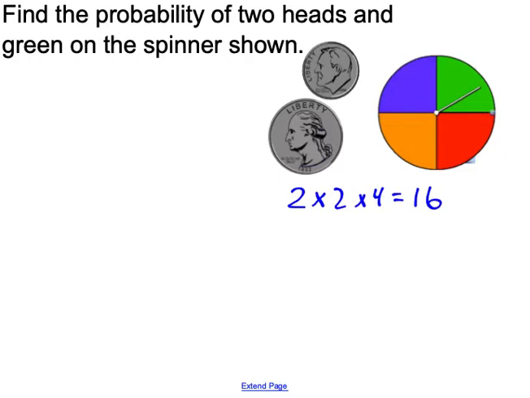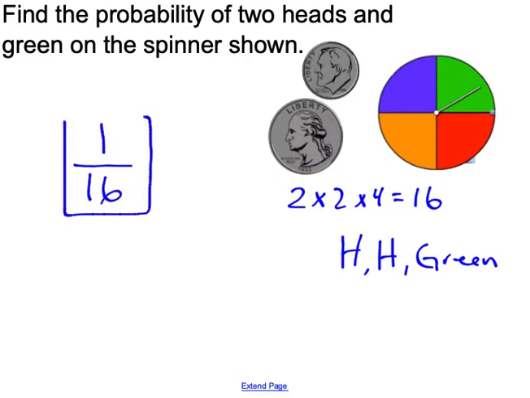How many ways can heads, heads, and green happen? Heads, heads, green. Well, I think there's only one of those. That would only be one branch of the tree. So there are 16 total outcomes, only one of which is heads, heads, and green, giving us a probability of 1/16.